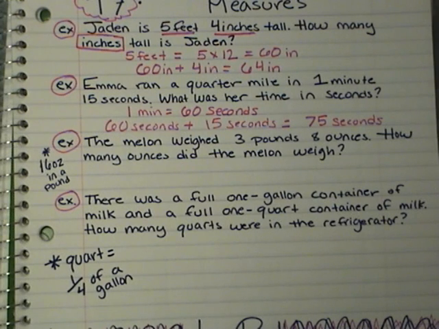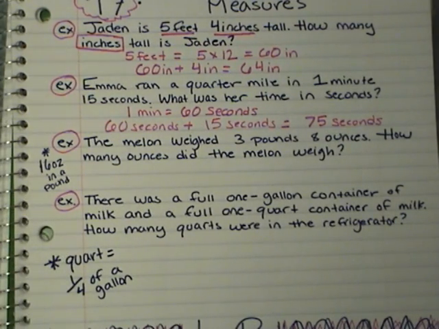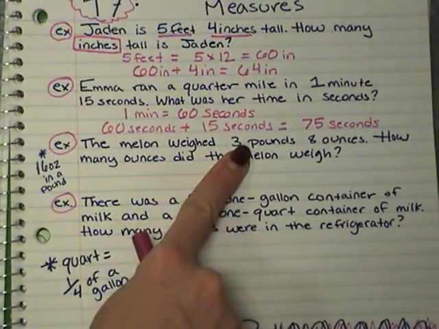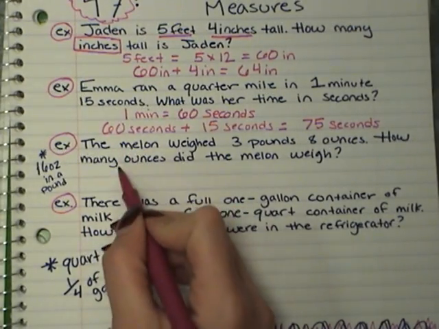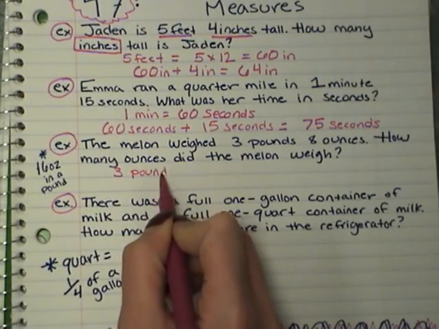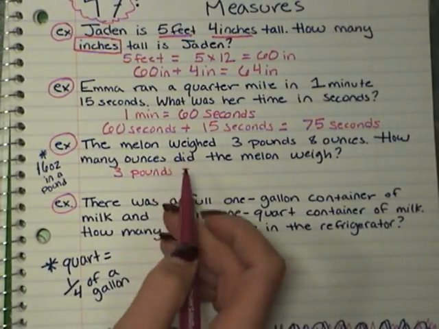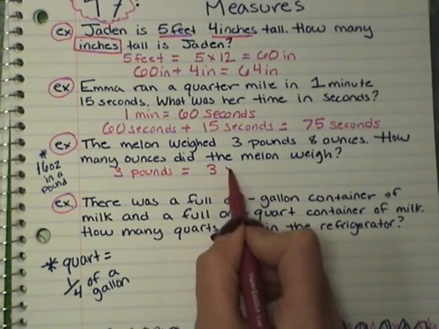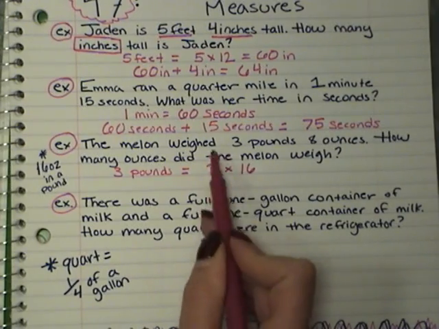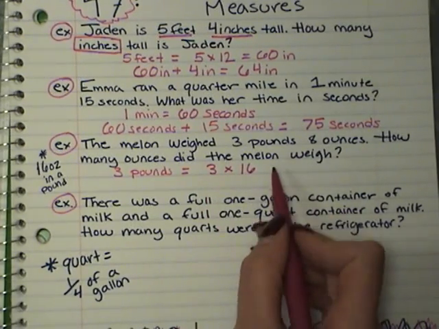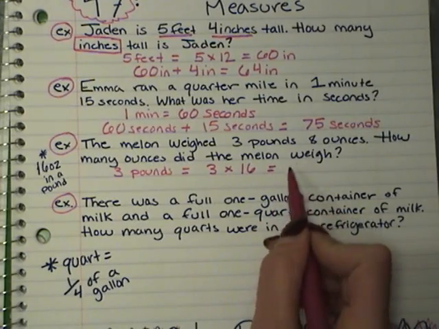It says, the melon weighed 3 pounds, 8 ounces. How many ounces did the melon weigh? And over here I wrote, there are 16 ounces in a pound. So if 16 ounces are in 1 pound and I want 3 pounds, I'm going to have to do a multiplication problem. So 3 pounds is equal to how many ounces? Because that's what we're changing to. We take our 3 pounds times 16 because there are 16 ounces in each pound and we want 3 pounds. When you do this problem, you should get 48.